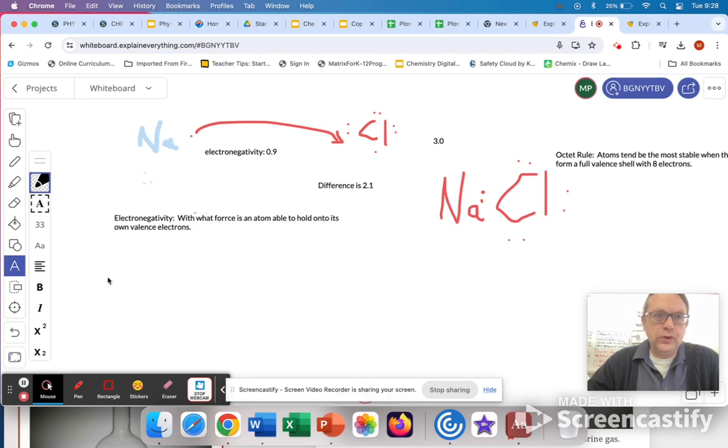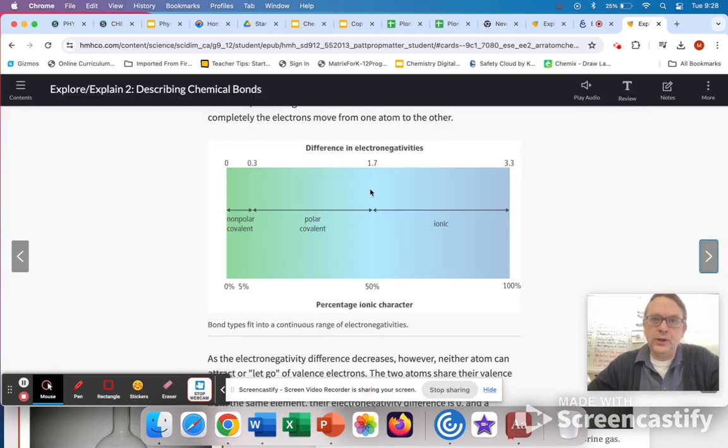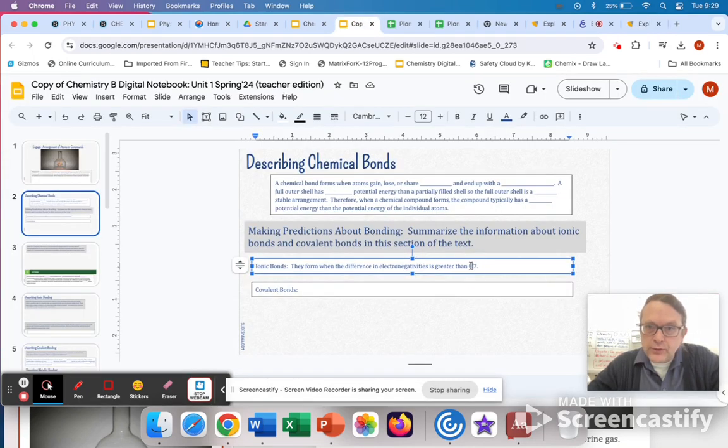So we also said there are metallic bonds and covalent bonds. So covalent bonds would be when the difference is less than 1.7, and there were 2 different types. I noticed it's 1.7, not 0.7. So let's correct that. 1.7.